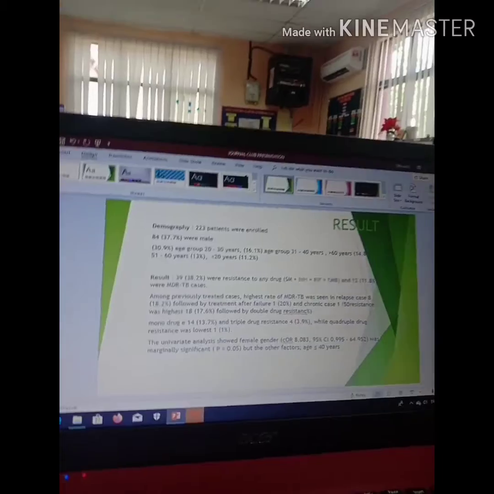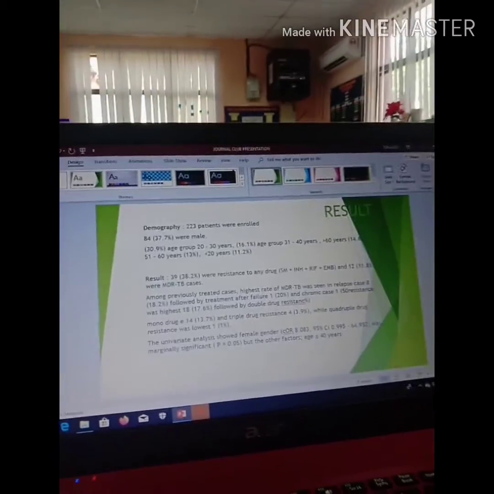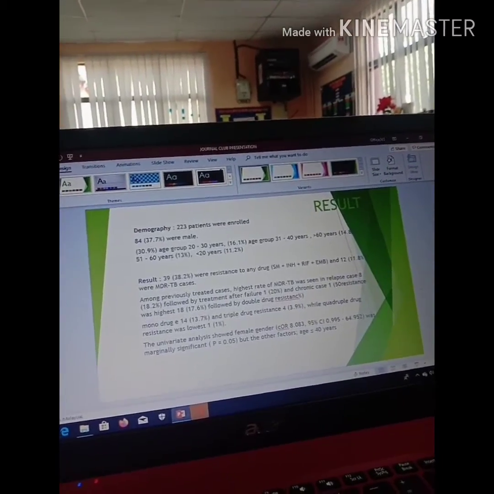Result, demography: 223 patients were enrolled. 37.7% were female and the rest male.